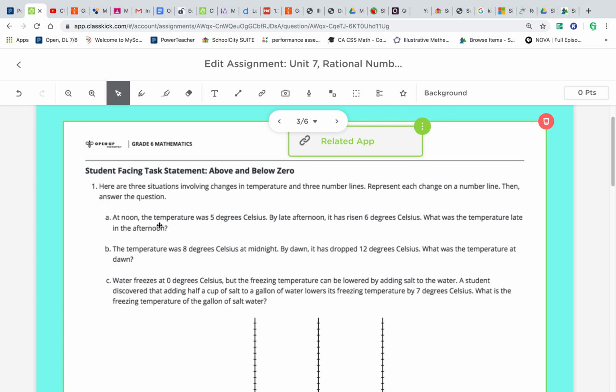All right, so the first question says, at noon, the temperature was 5 degrees Celsius. By late afternoon, it had risen, that means it went up, 6 degrees Celsius. What was the temperature late in the afternoon? Well, let's go to the app and see how this works. So 5 degrees is what we're starting with.